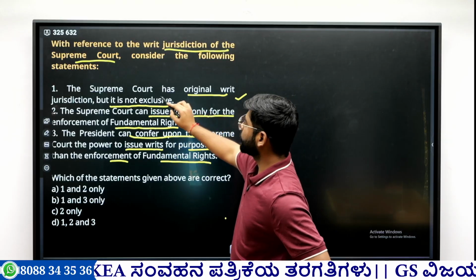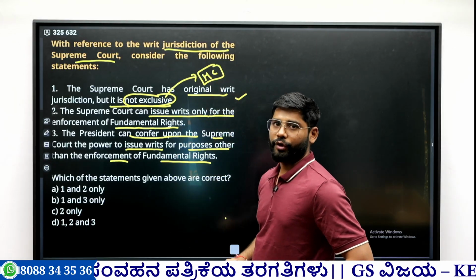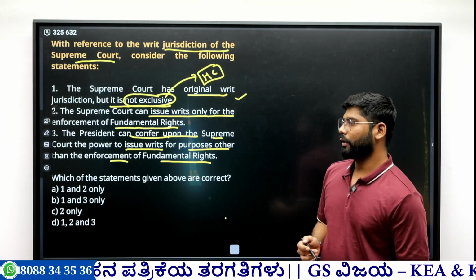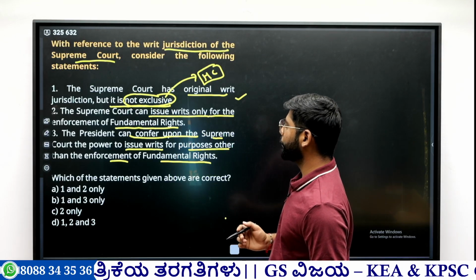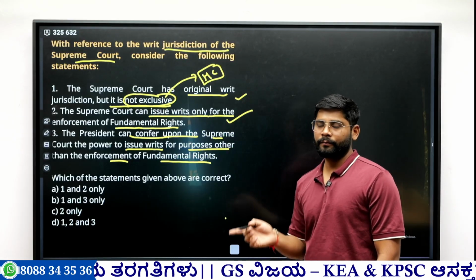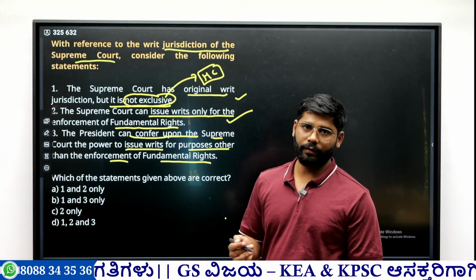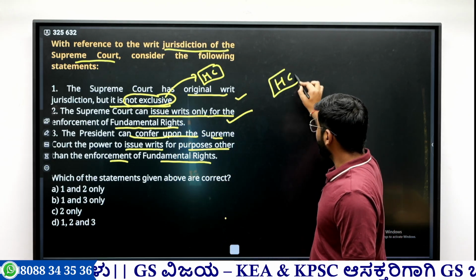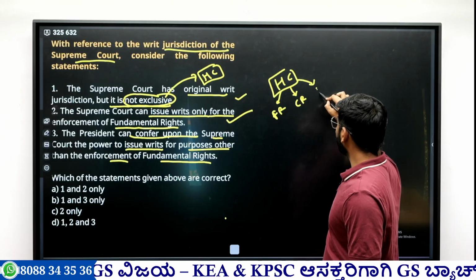Yes, because what does not exclusive mean? The High Court also has writ jurisdiction. The High Court has also been given the power of writ jurisdiction, so that's why it is not exclusive. Then, the Supreme Court can issue writs only for the enforcement of fundamental rights. Yes, the Supreme Court can issue writs for the enforcement of fundamental rights, not for other constitutional or legal rights. The High Court can do this. When it comes to the High Court, it can issue writs for fundamental rights, for constitutional rights, and for legal rights.